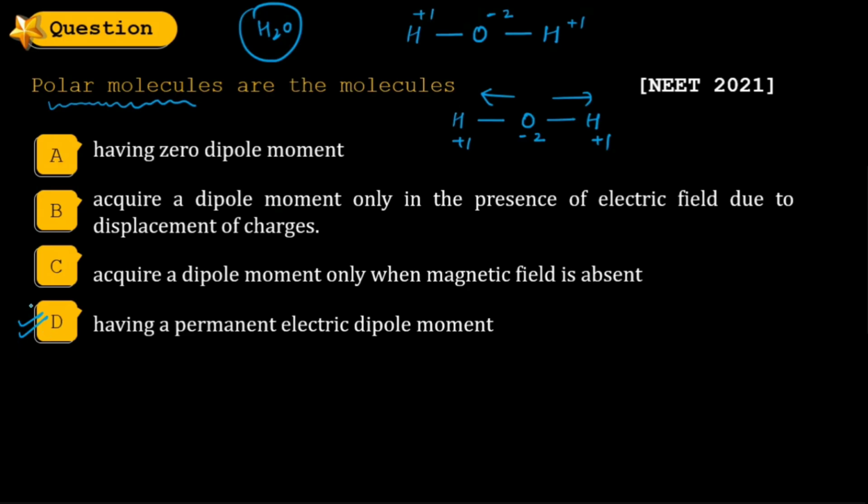Although there are many examples of polar molecules, another example we can talk about is HCl. Here hydrogen is positive and chlorine is negative. Again, they are forming a dipole. So they always have a permanent electric dipole moment. That is what we need to understand about electric dipole.